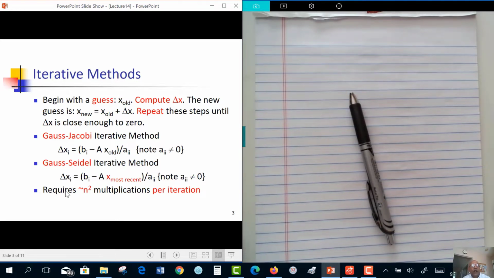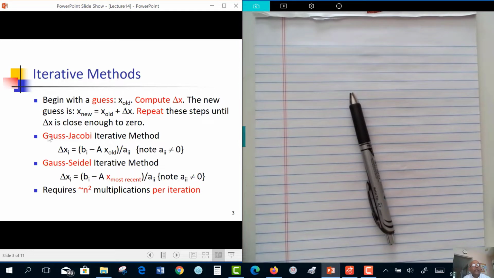In Gauss-Seidel, once we calculate, say, delta x1, we will have a new value for x1. So we can use that new value here. On the right hand side, the x vector consists of the most recent values for the elements. And then we take this difference and divide by the diagonal element. Again, ideally we want the diagonal element as large as possible in magnitude.